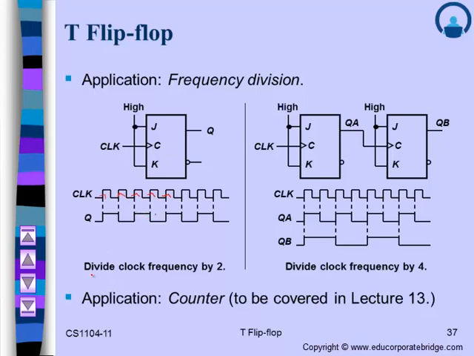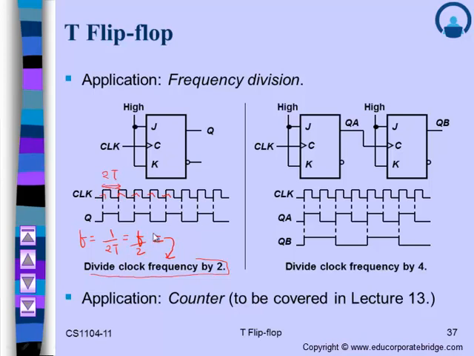The application that we see is divide clock frequency by 2. Suppose the clock period is T; here the change of the output of the T flip-flop is at 2T. Therefore the frequency here will be 1 by 2T, which is equal to F by 2, also called divide clock frequency by 2. Hence this is the application for the T flip-flop.